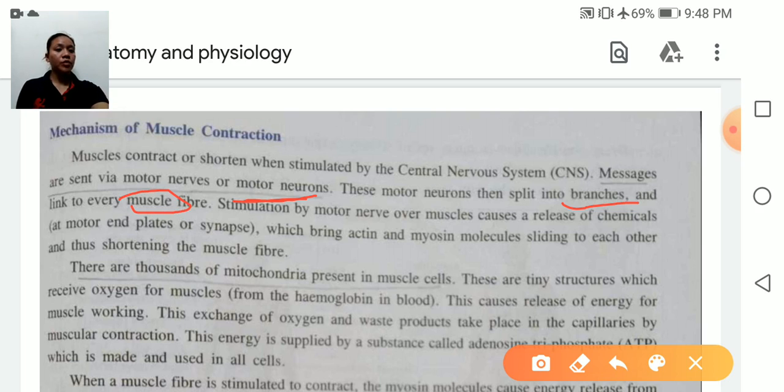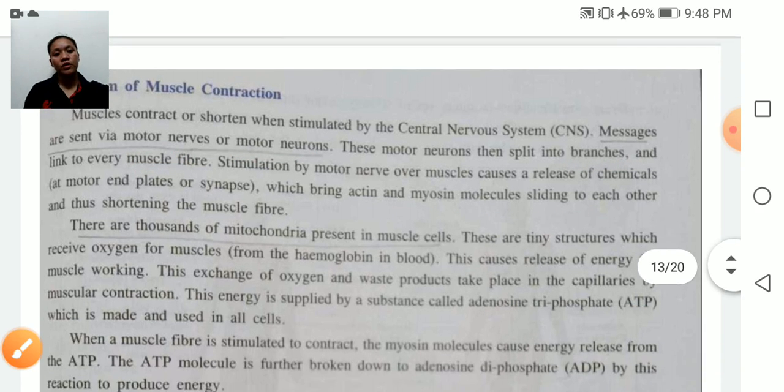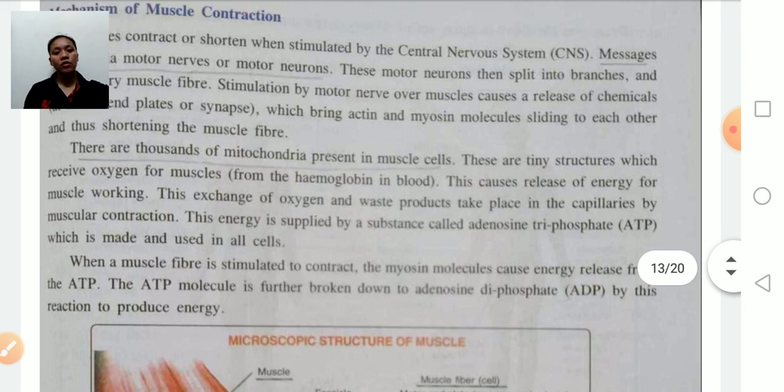Stimulated by motor neuron. When the motor neuron stimulates the muscle, stimulation of the motor neuron releases chemicals over the muscle fibers, which bring actin and myosin molecules sliding over each other. This is the mechanism of how the muscle contracts, the shortening and lengthening of muscle.